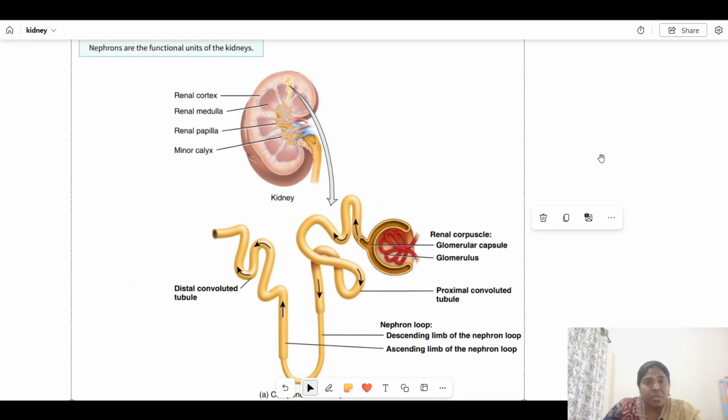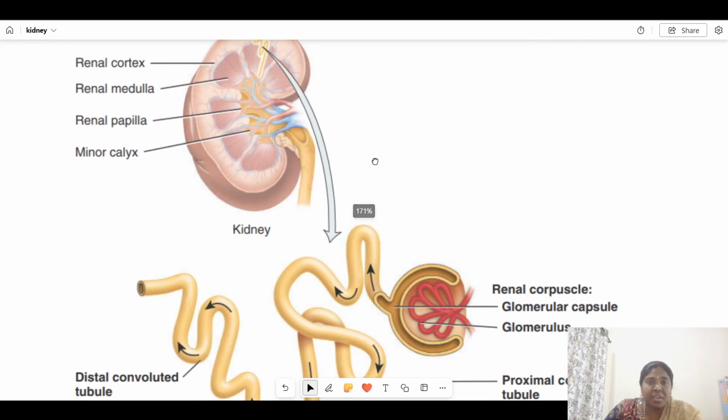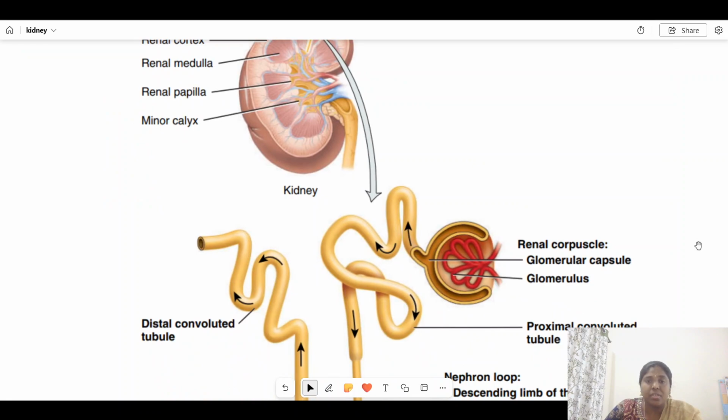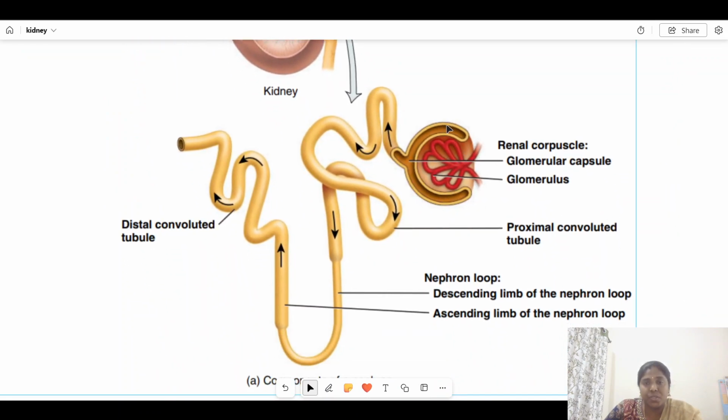So let's look at the functional unit of the kidney. These are the nephrons, which play a very vital role. Nephrons are also known as the functional unit of the kidneys. As shown in the image, here we can see the Bowman's capsule, and these are the proximal and distal convoluted tubule. When you look at the complete Bowman's capsule, it actually looks this way. This is called the Bowman's capsule or glomerular capsule.